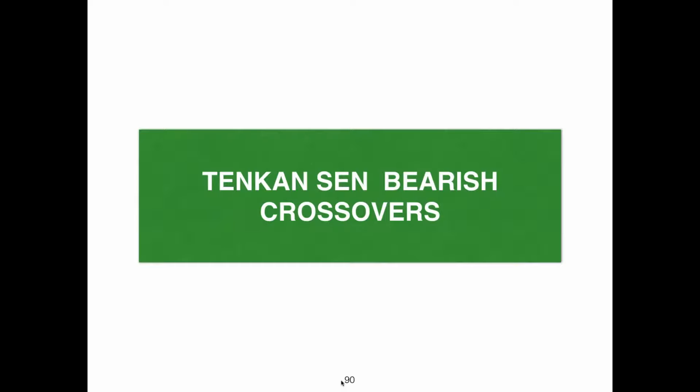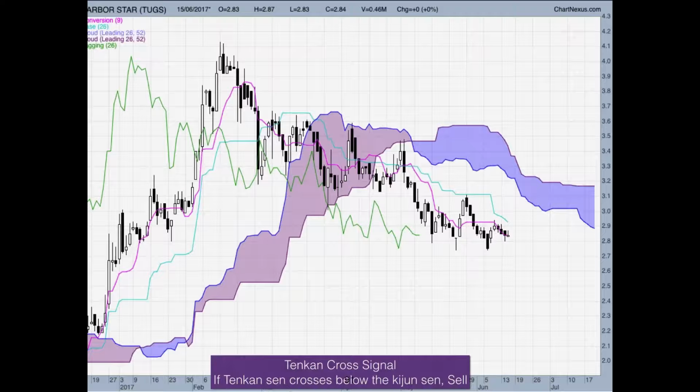Now let's talk about Tenkan-sen bearish crossovers. A bearish signal occurs when the Tenkan-sen crosses from above to below the Kijun-sen. When this happens, sell.